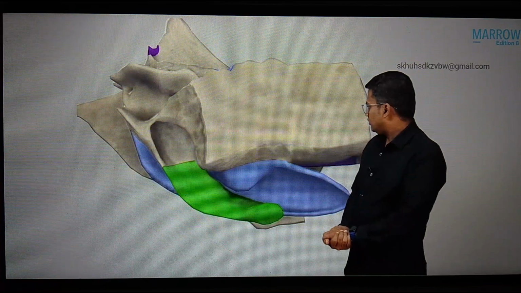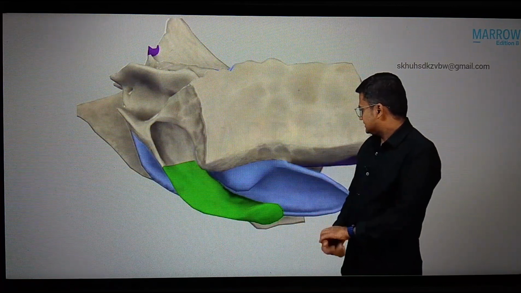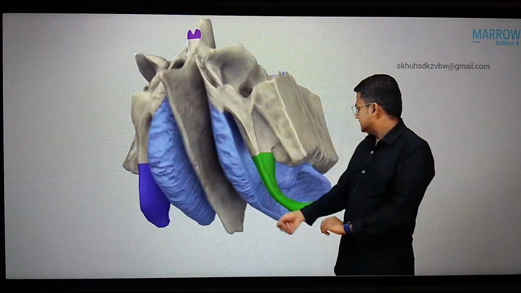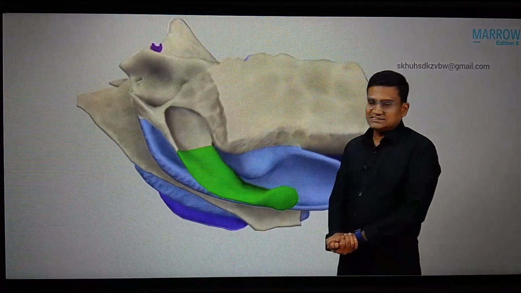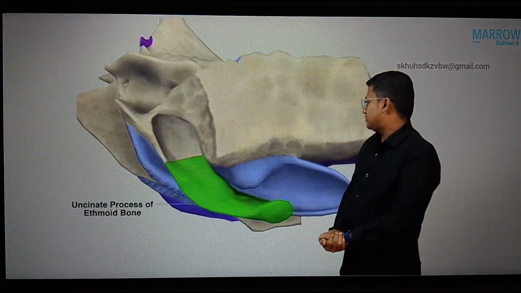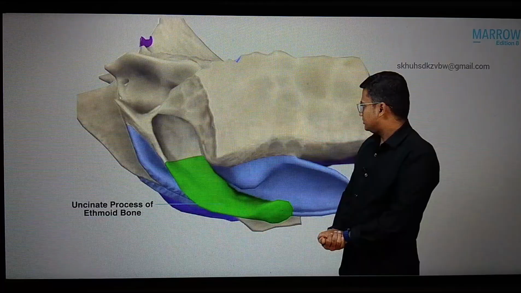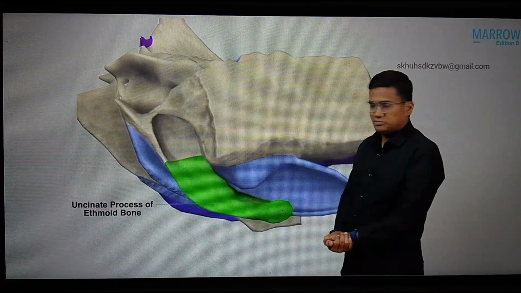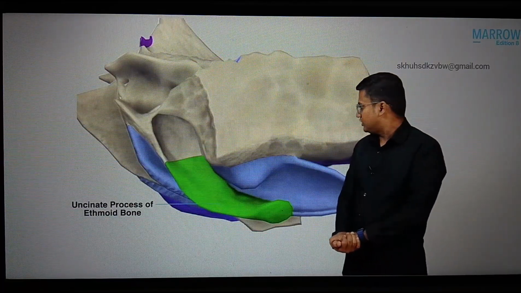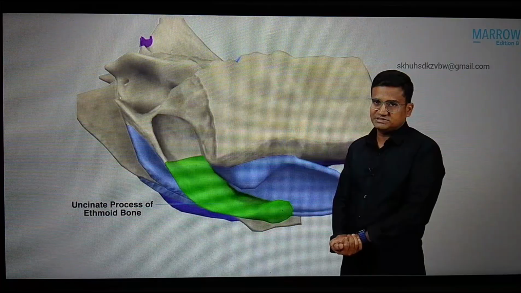Now one more process we are seeing, that green colored process. The green colored process is nothing but our uncinate process. That is an extension from the ethmoid bone, the uncinate process of the ethmoid bone. That is helping in the formation of the osteomeatal complex.